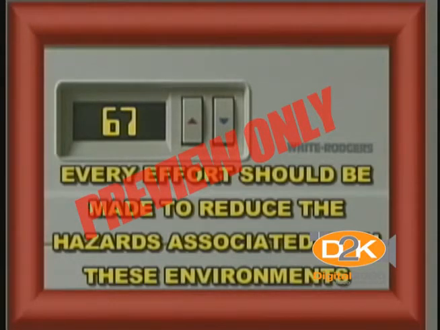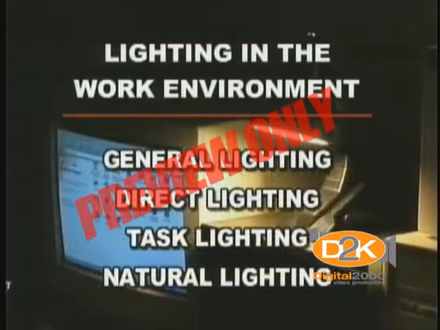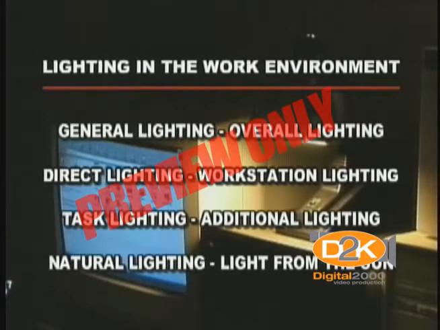Lighting in the work environment can be divided into 4 general groups: general lighting, direct lighting, task lighting, and natural lighting. General lighting refers to the overall lighting in the workplace. Direct lighting refers to workstation lighting. Task lighting is additional lighting used to perform certain tasks. Natural lighting refers to light from the sun.